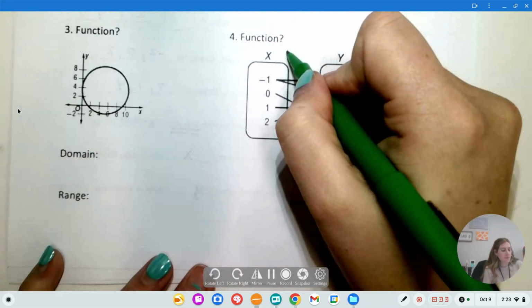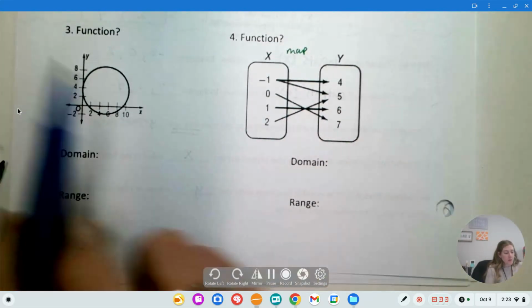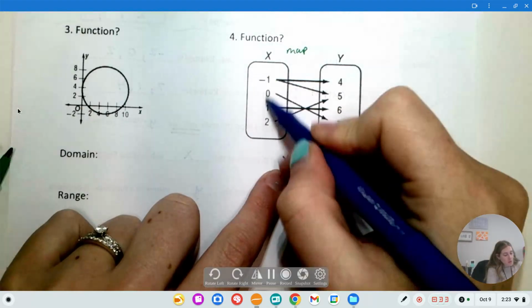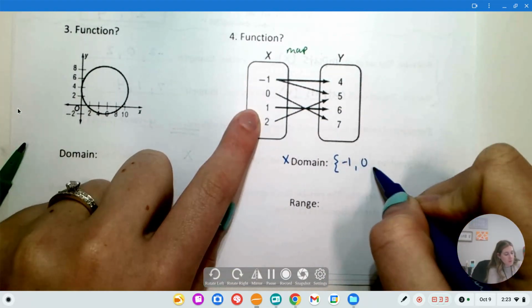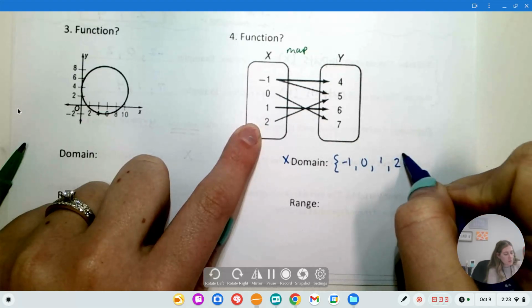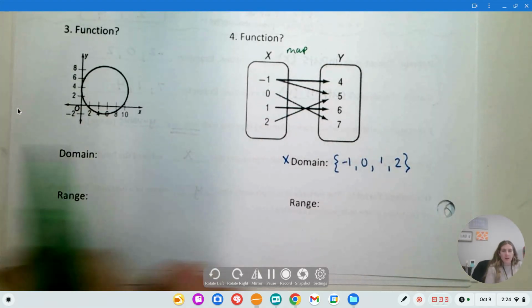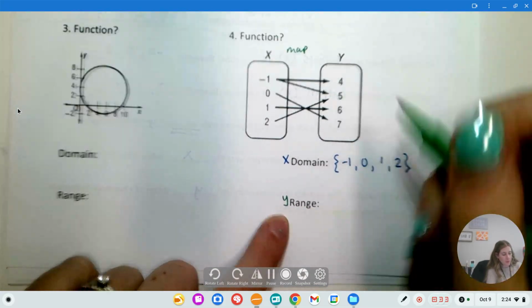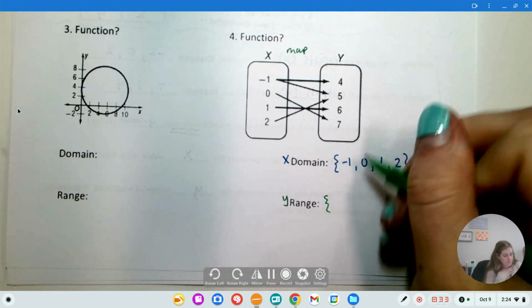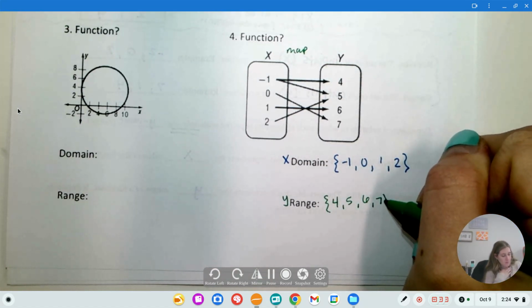This is a map because it's got the arrows. So if my domain are the x values right here, I'm going to list them: -1, 0, 1, and 2. Oh, my bracket got a little crazy. Range, I'm going to list the y values: 4, 5, 6, 7.